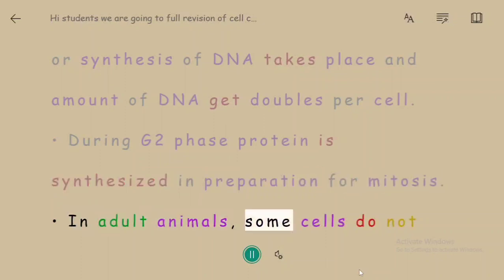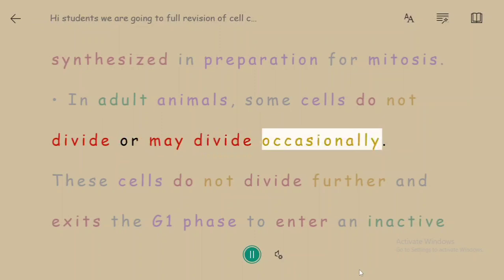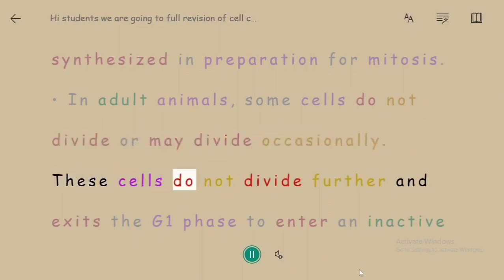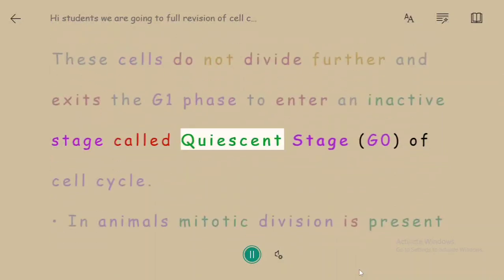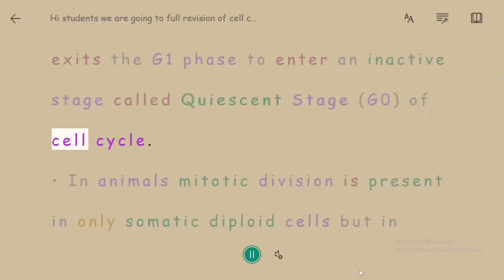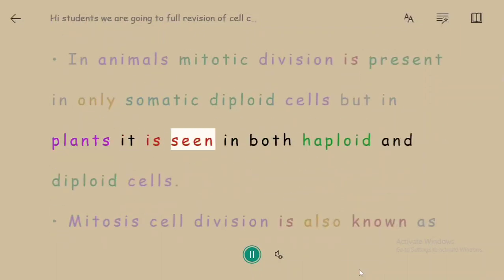In adult animals, some cells do not divide or may divide occasionally. These cells do not divide further and exit the G1 phase to enter an inactive stage, called quiescent stage, G0, of cell cycle. In animals, mitotic division is present in only somatic diploid cells, but in plants it is seen in both haploid and diploid cells.